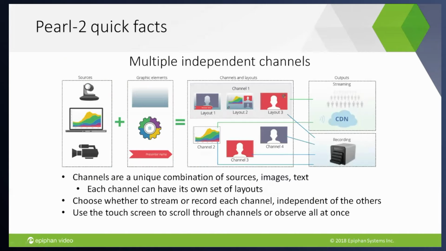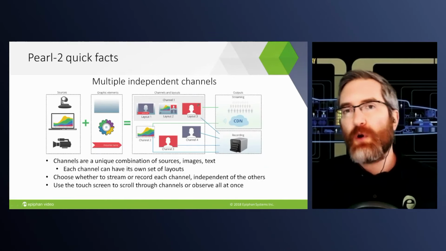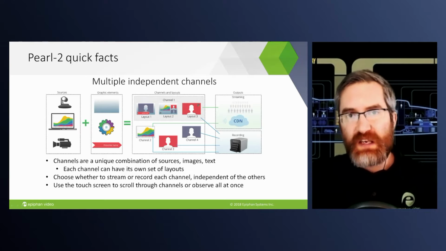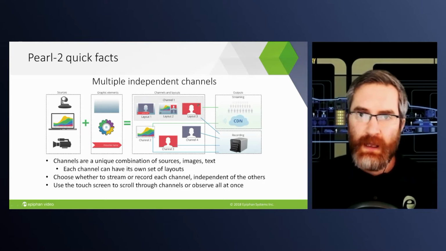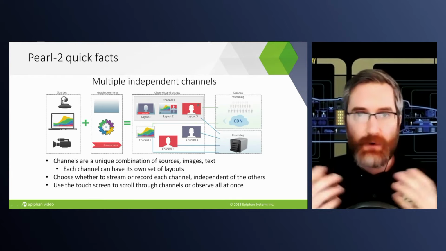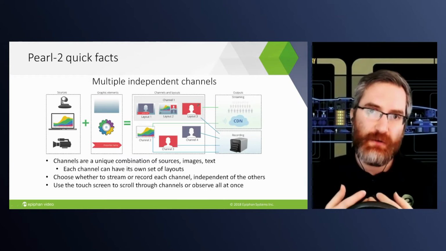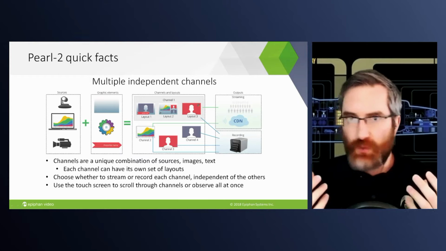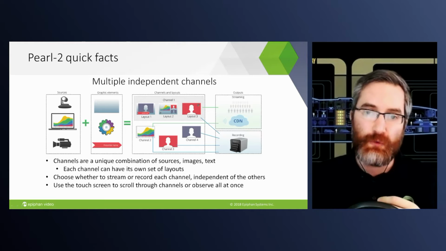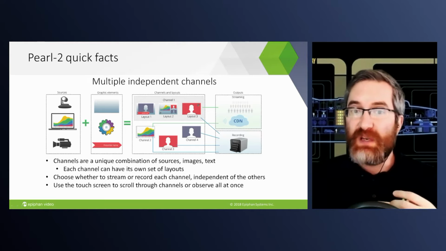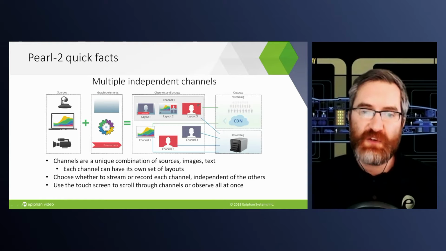On both Perl models, one of the big advantages they have is the ability to essentially multitask. Now, Perl 2 can do much more of this multitasking than Perl Mini can, but again, the overall concept is fairly similar. We can take multiple video and audio inputs. We can add some graphic elements like backgrounds or overlays, and then we can create multiple encoding channels. One of them could be a mixed and switched program feed that we're live streaming and recording, and other ones could be ISO recordings of our inputs by themselves.